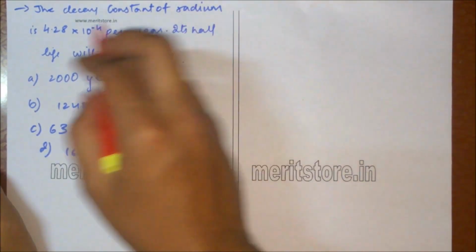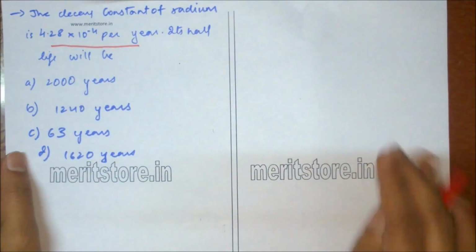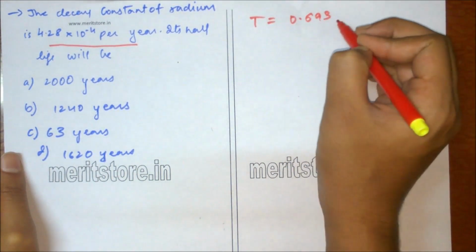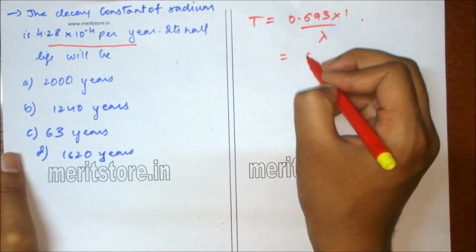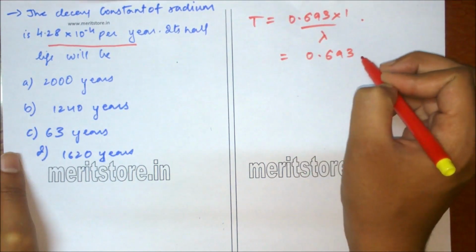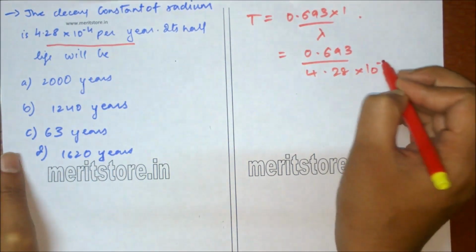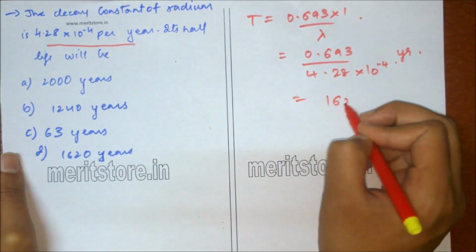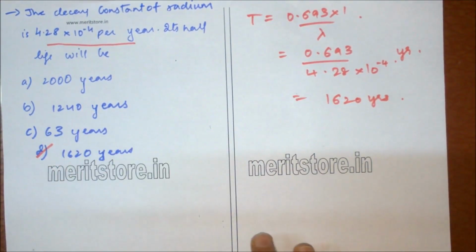The decay constant of radium is this much per year. Its half-life will be? So we can write T is equal to 0.693 into 1 upon lambda. So 0.693 upon lambda, with lambda being 4.28 into 10 raised to minus 4 per year. On solving this, we get 1620 years. Option D is the correct answer.